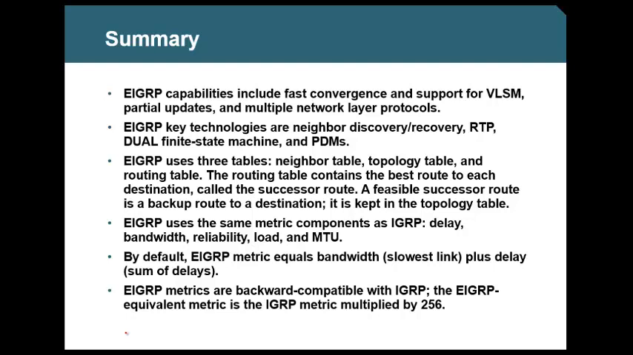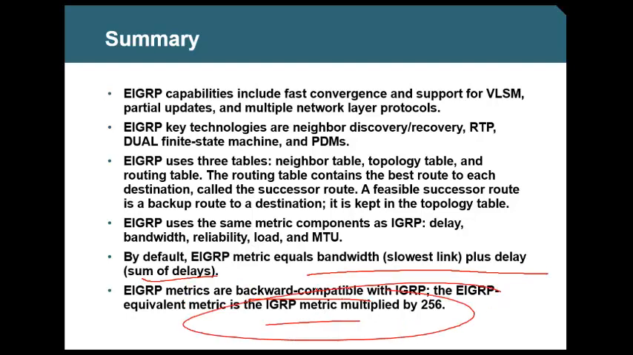There are 5 K values. In the newer version 6 K values. Though we have 6 K values, only K1 and K3 are considered, which is bandwidth and delay. So the metric of EIGRP is the slowest link bandwidth plus sum of delay. There is compatibility between IGRP and EIGRP. This is not much important because we don't have IGRP anymore.